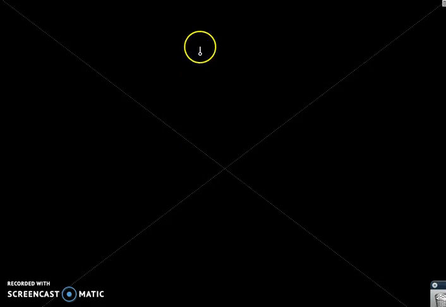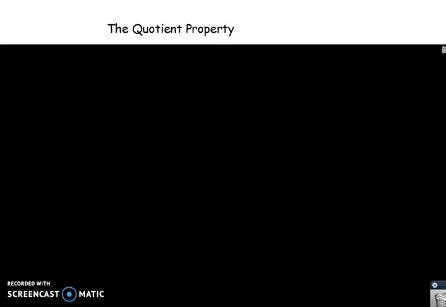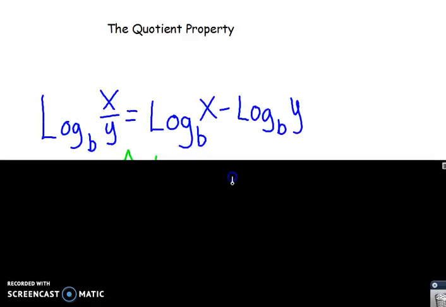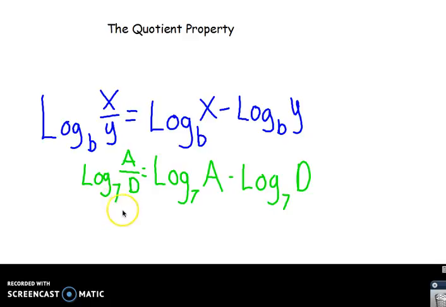Property number two is the quotient property. Now, as you can probably guess, quotient deals with division. So, we have the log base b again of some x divided by y. I can split that up with subtraction. Log base b of x minus the log base b of y. Notice that the numerator is on top here, and that the denominator is the second thing. Example being log base 7, again, we can use any base, of a divided by d, log base 7 of a minus the log base 7 of d. Now notice here as well, the log base carries through both parts of the problem.